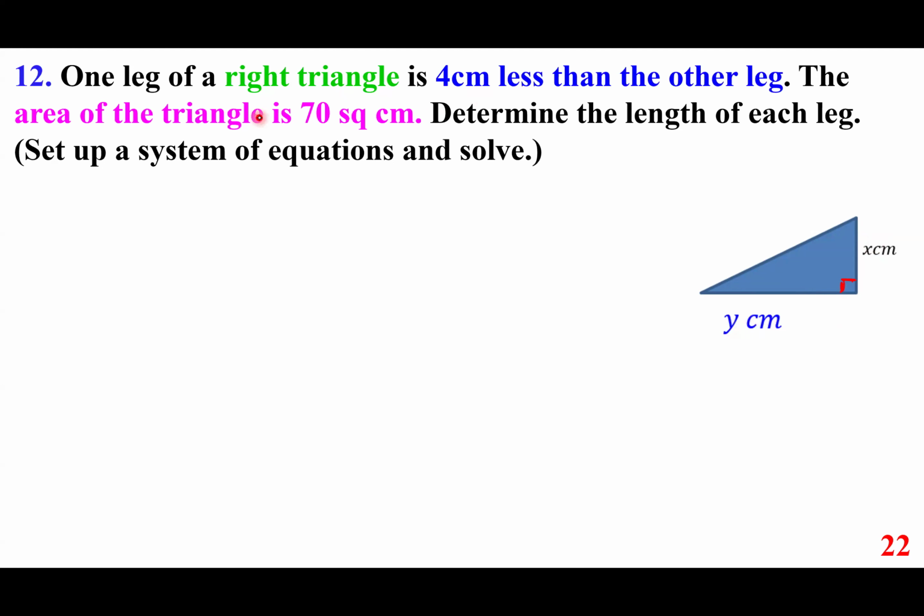The area follows A equals half of base times the height. And in a right triangle, the base and the height are just the two legs because they make a 90-degree angle. Therefore, we have the following. x is y minus 4 and half of xy is 70.